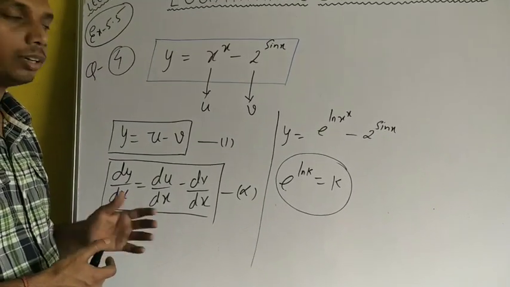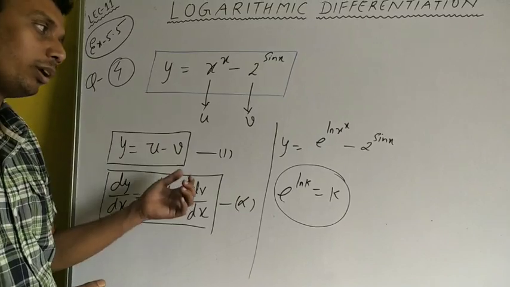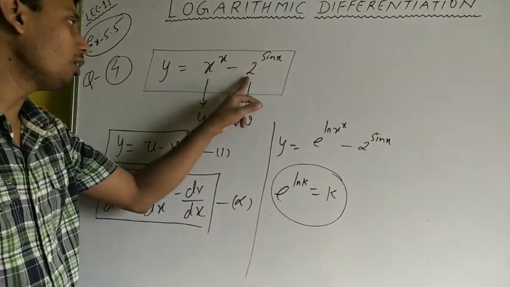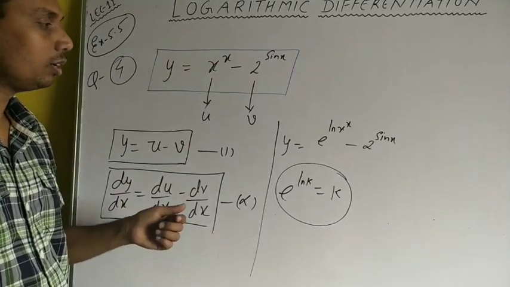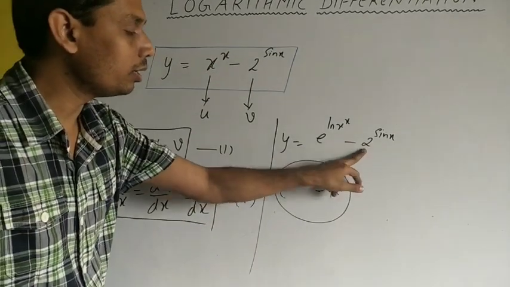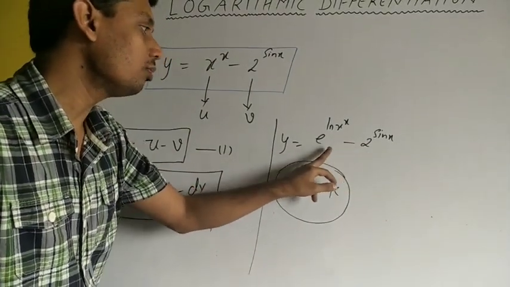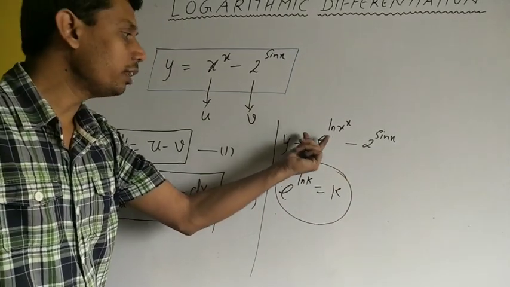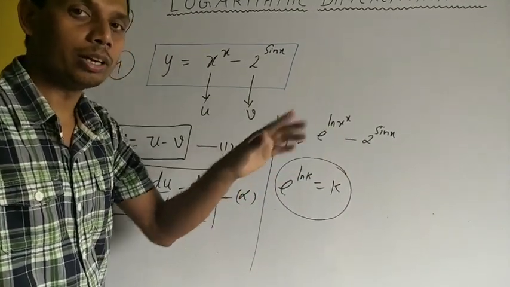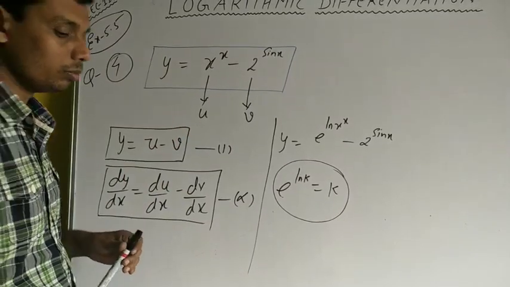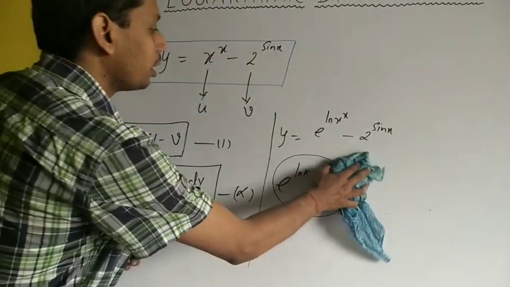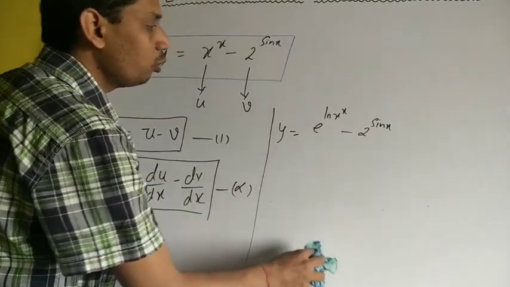When we discuss question number 6, I will explain that both u as well as v are expressed in the form of what? Function to the power function. Both f(x) as well as g(x), we will express in this manner. We'll discuss it later when I reach question number 6. Let us solve this one now. It completely depends on you how you want to proceed.